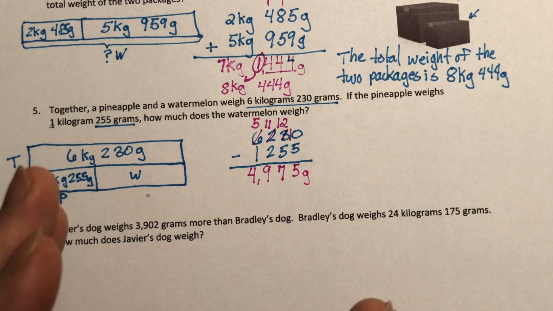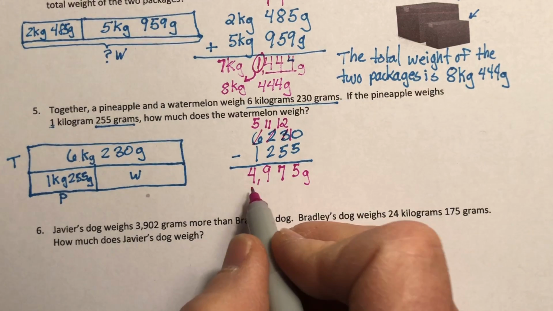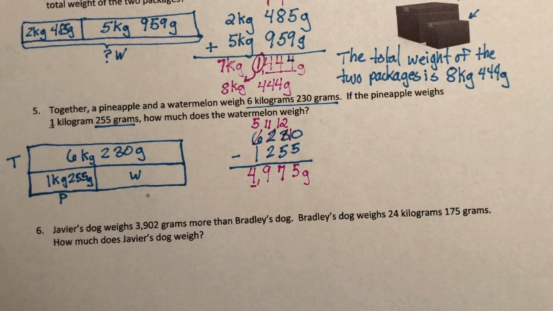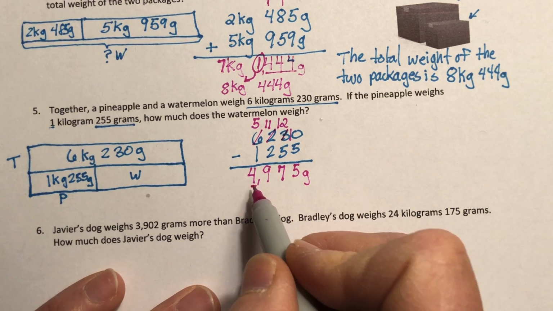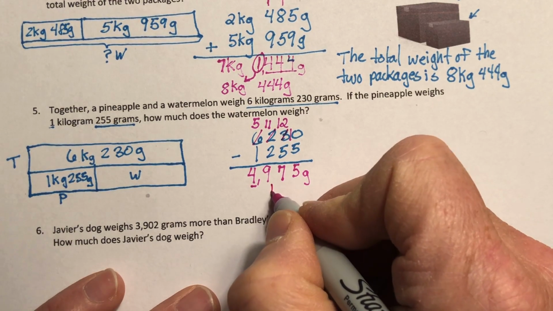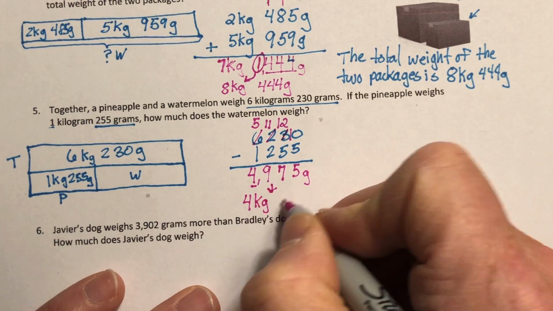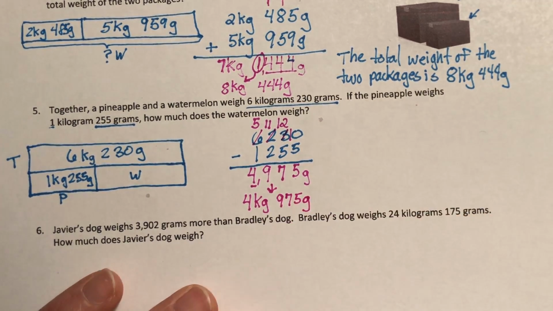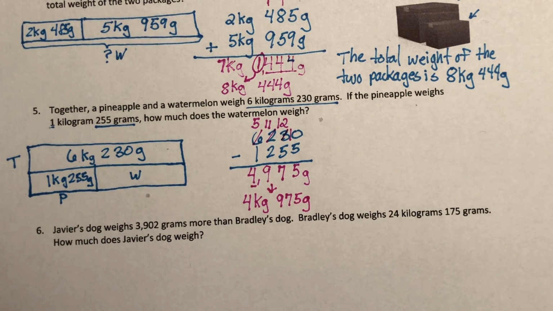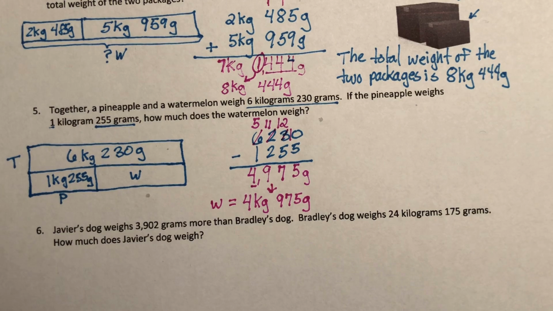Now, I know that I can convert this to a mixed label. I can do kilograms and grams, because for every 1,000 grams I have, that's 1 kilogram. So I look at my thousands place, I see I've got 4. So this is going to turn into 4 kilograms, 975 grams. That's how much the watermelon weighs. This is what W equals. So now I'm going to write it out in a sentence.